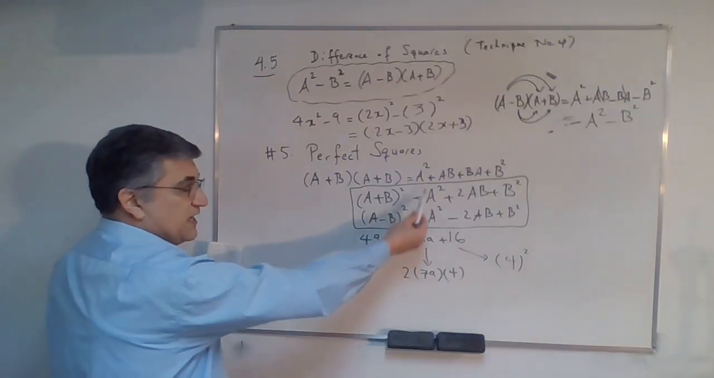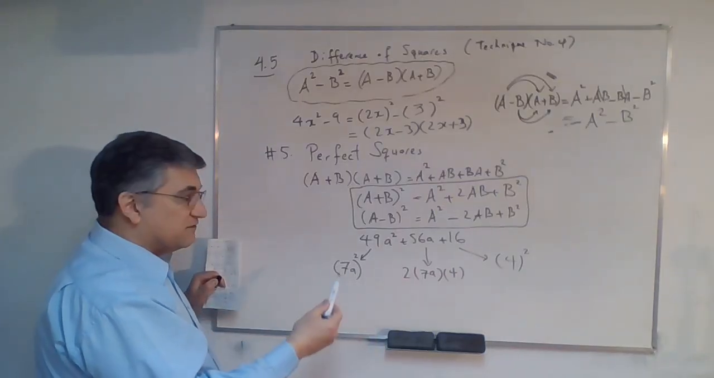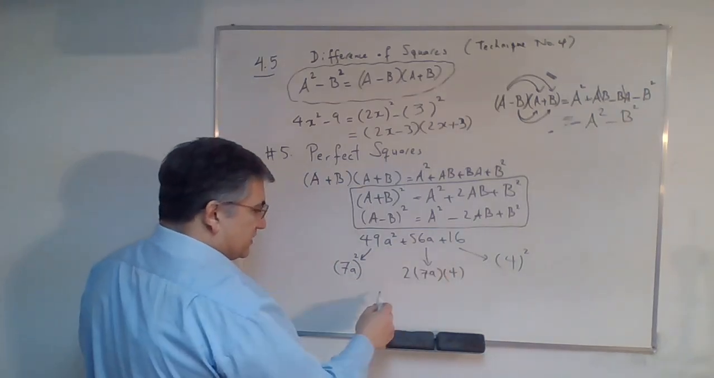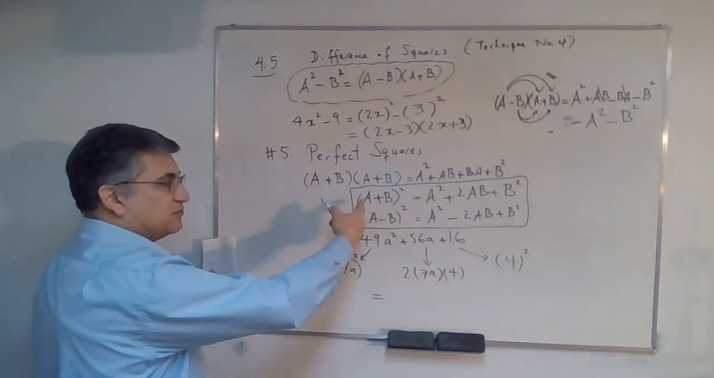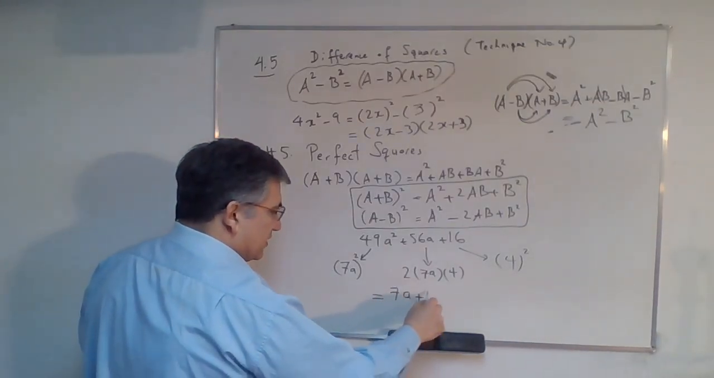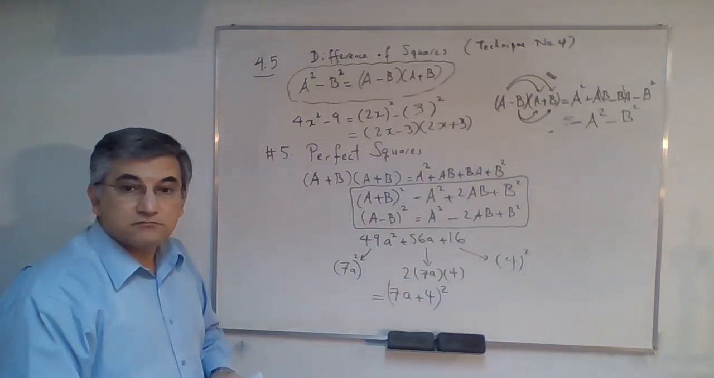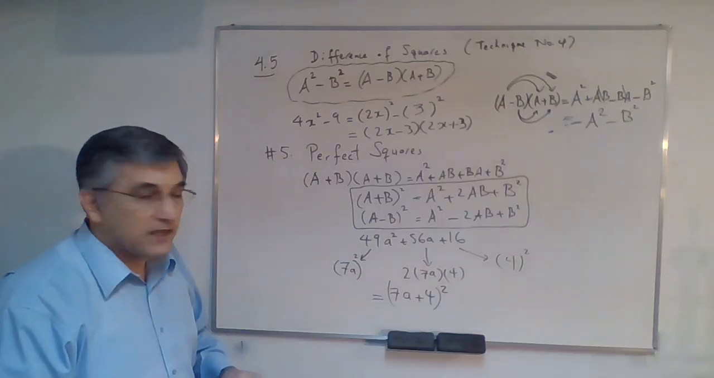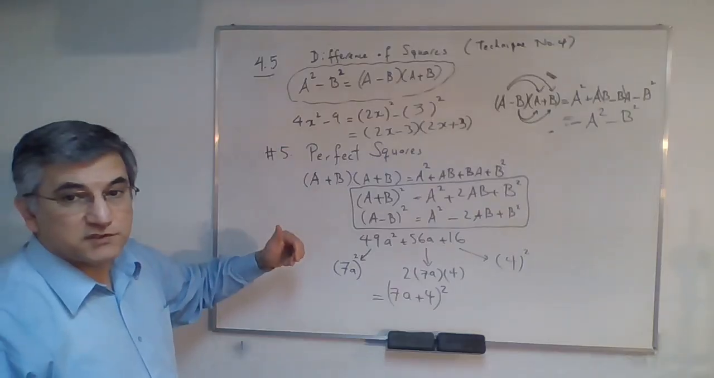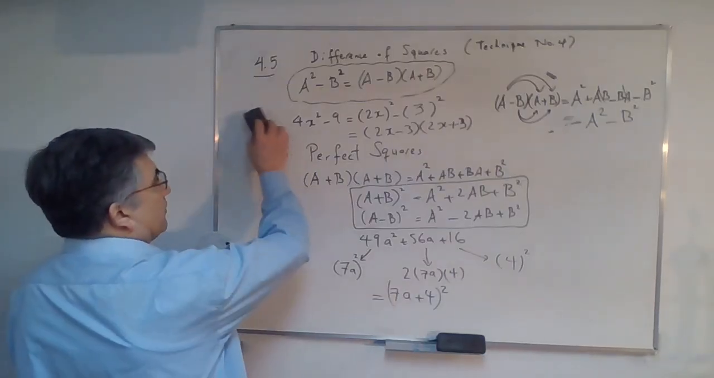The first term is a squared. The last term is b squared. So what you have in front of you, in fact, is a perfect square. And if it is a perfect square, you can write the answer in the form of a plus b all squared. So I'm going to write 7a plus 4 all squared. There we go. So it was sort of easy. So that's another method of factoring. Perfect squares, we called it. Technique number 5. I want to do one more, okay, before I run out of time.